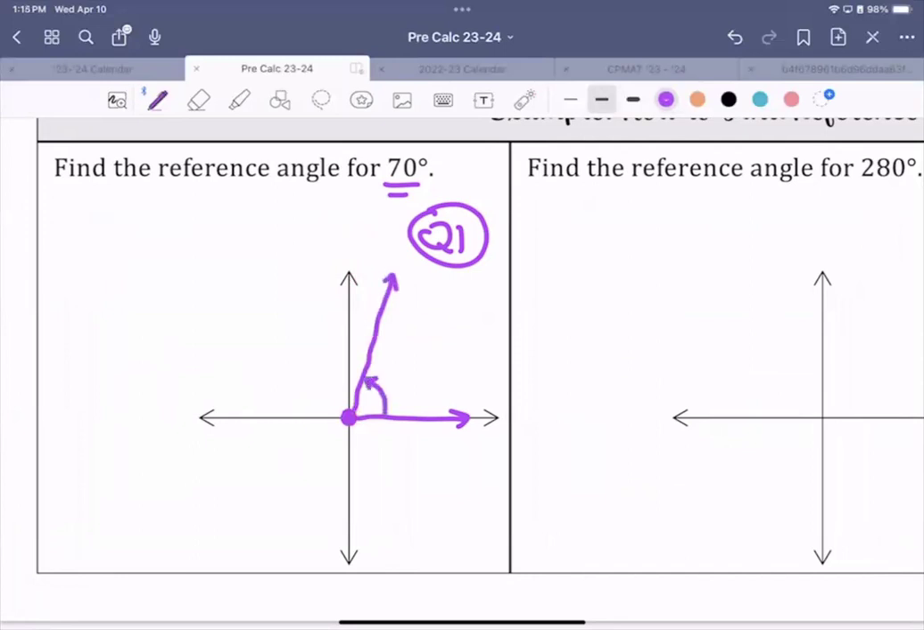And here's my rotation. If I want to do my reference angle, it is going to be this space here. It is in quadrant 1. So because we're in quadrant 1, our reference angle is equal to our angle, which is 70 degrees.